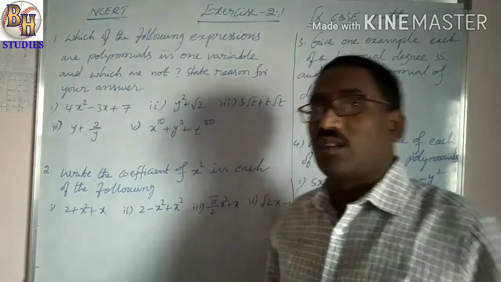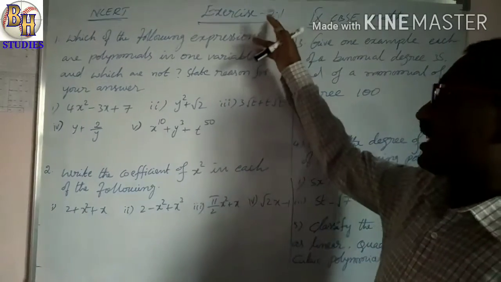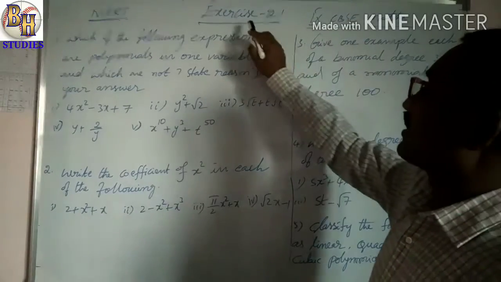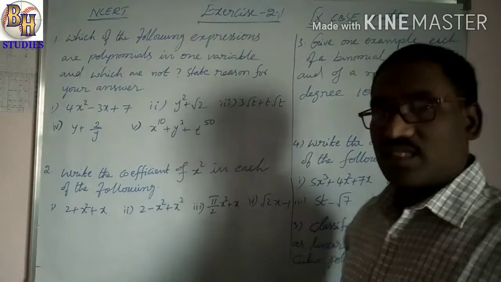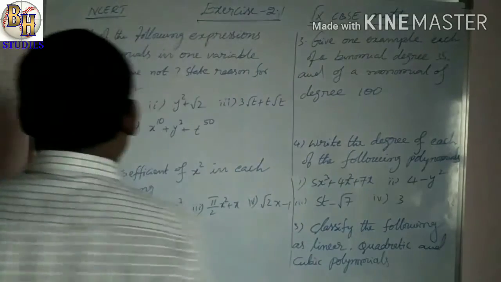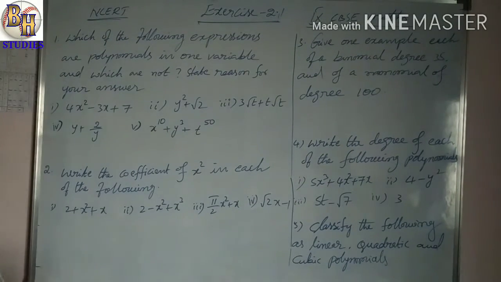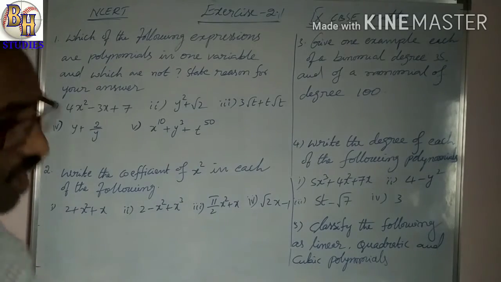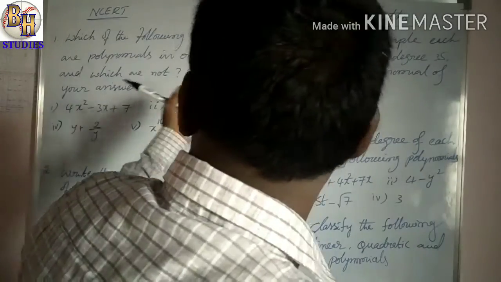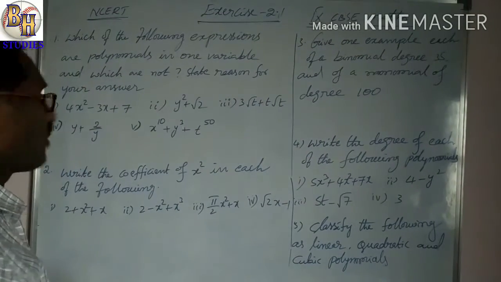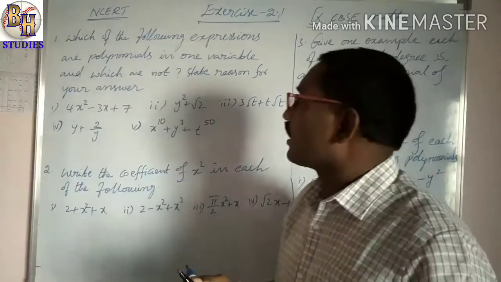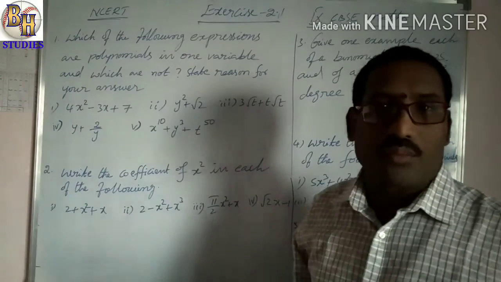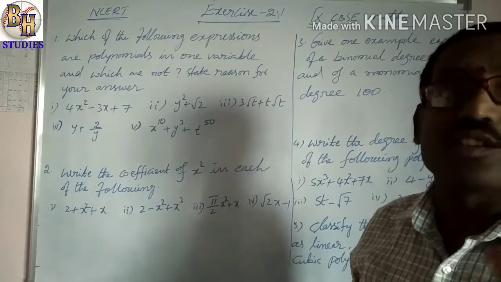Today, we will discuss exercise 2.1, 9th class mathematics. Which of the following expressions are polynomial in one variable, and which are not? State reason for your answer. So here, given expressions, which is polynomial, which is not polynomial.